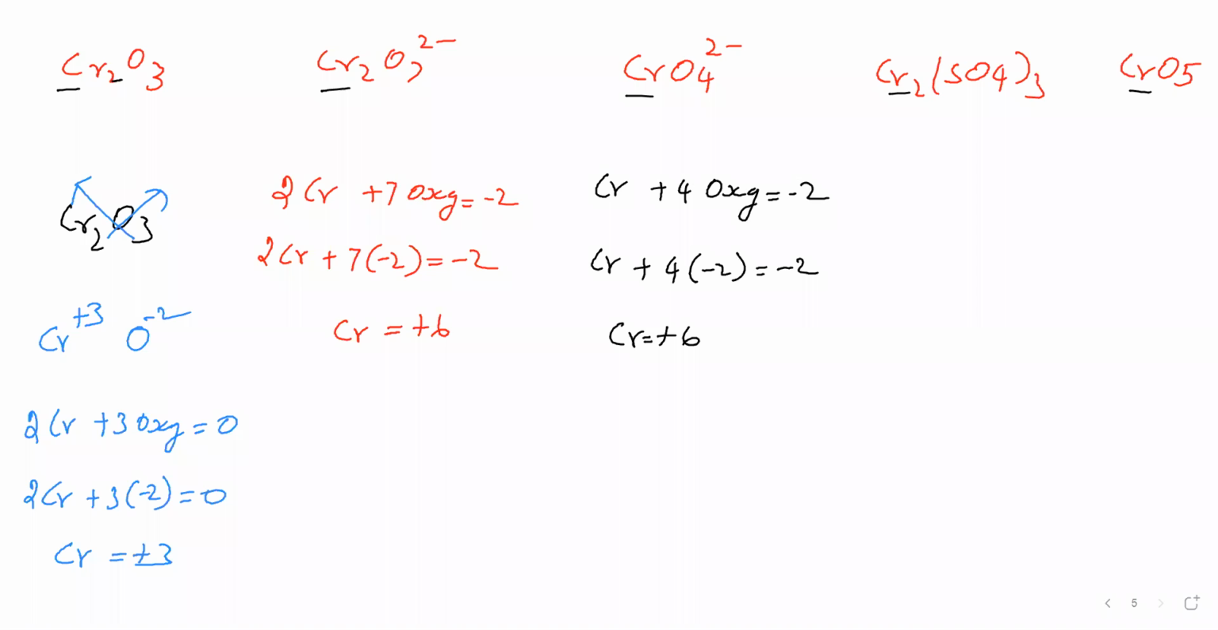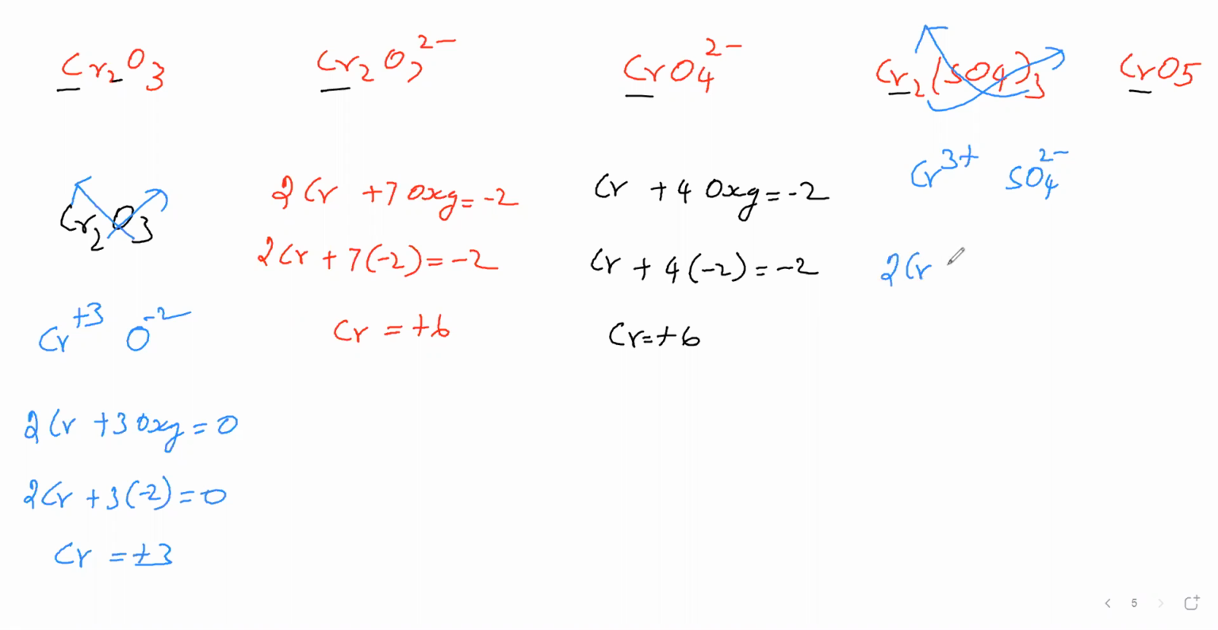In this case, what do we have to do? Here, cross multiply it like this. So chromium is +3, sulfate is -2. Okay, so the chromium oxidation number is how much? +3. Otherwise, you can also find it the normal way.